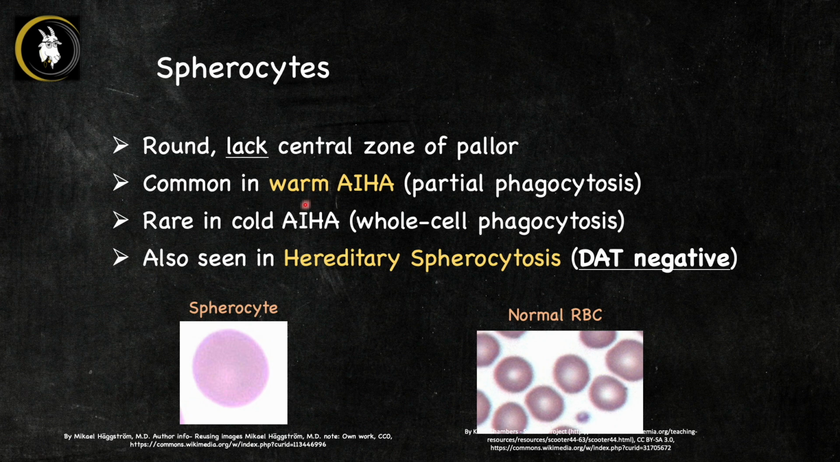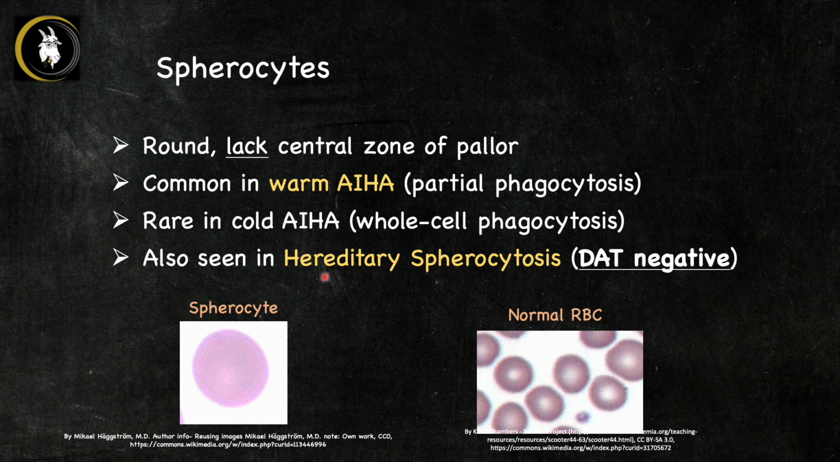And the reason is because in warm AIHA, there's partial phagocytosis of the red blood cells in the spleen. So the membrane of the red blood cells is going to rearrange and it's going to return to the circulation reshaped as these spherical cells, whereas in cold AIHA, the red blood cells are often engulfed whole, and therefore it doesn't lead to the formation of the spherocytes, and this is why spherocytes are less common in cold AIHA.